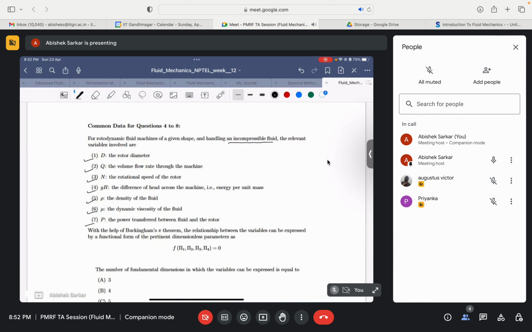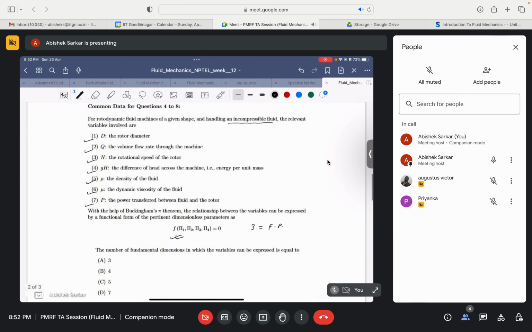With the help of the Buckingham pi theorem, the relationship between the variables can be expressed by a functional form of the pertinent dimensionless parameters as f(pi 1, pi 2, pi 3, pi 4). Okay, so I simplify the problem by saying that there are 3 fundamental parameters. That simplifies the problem itself.